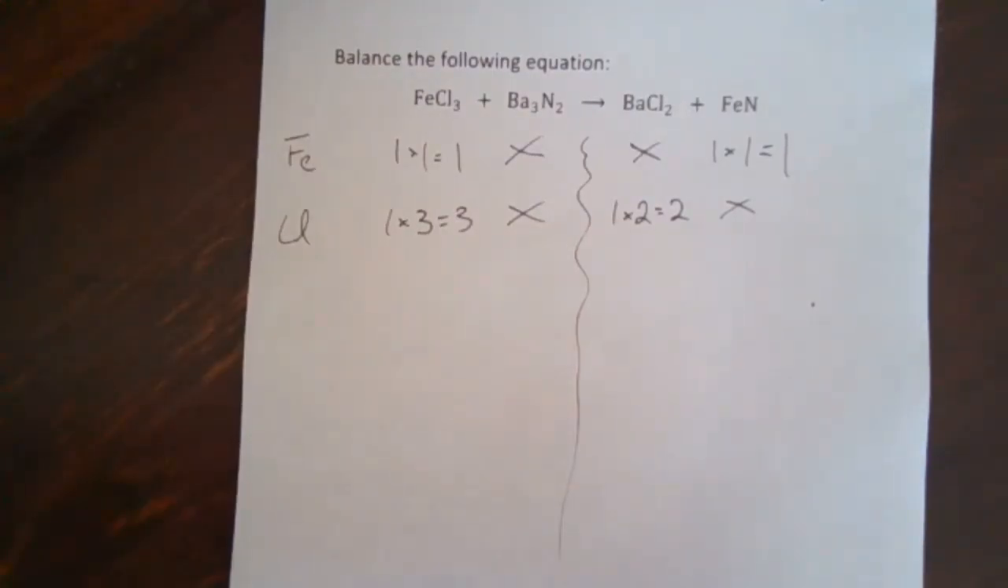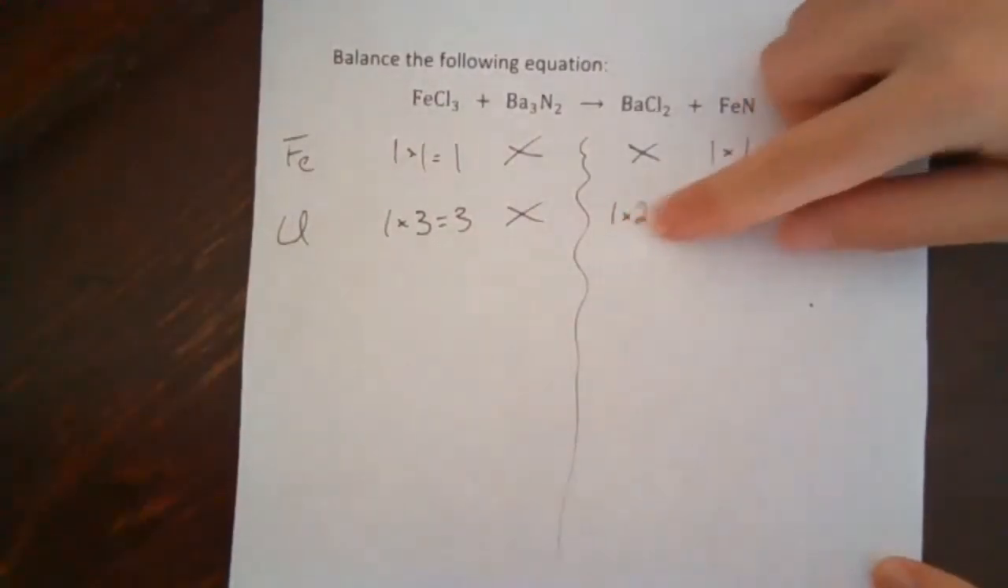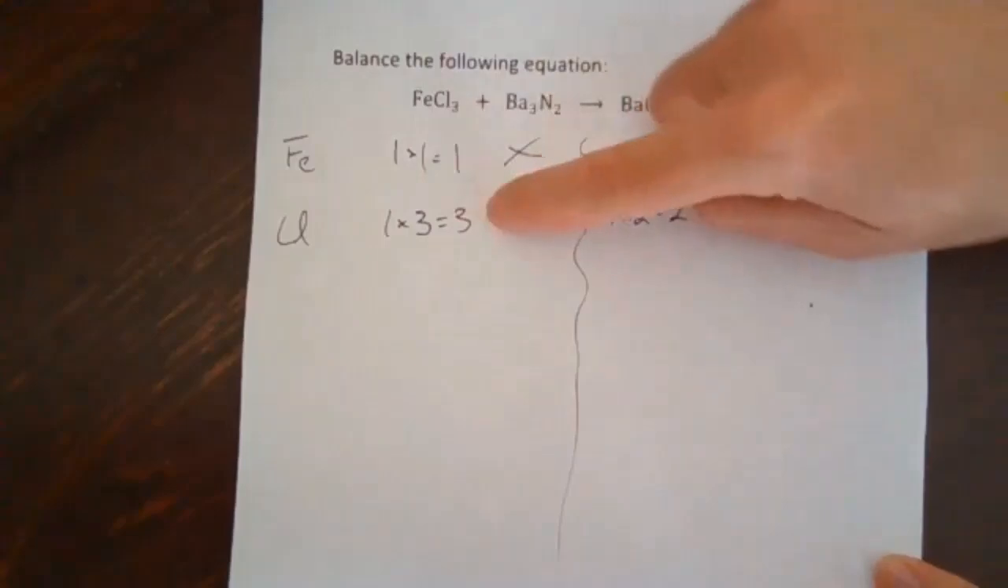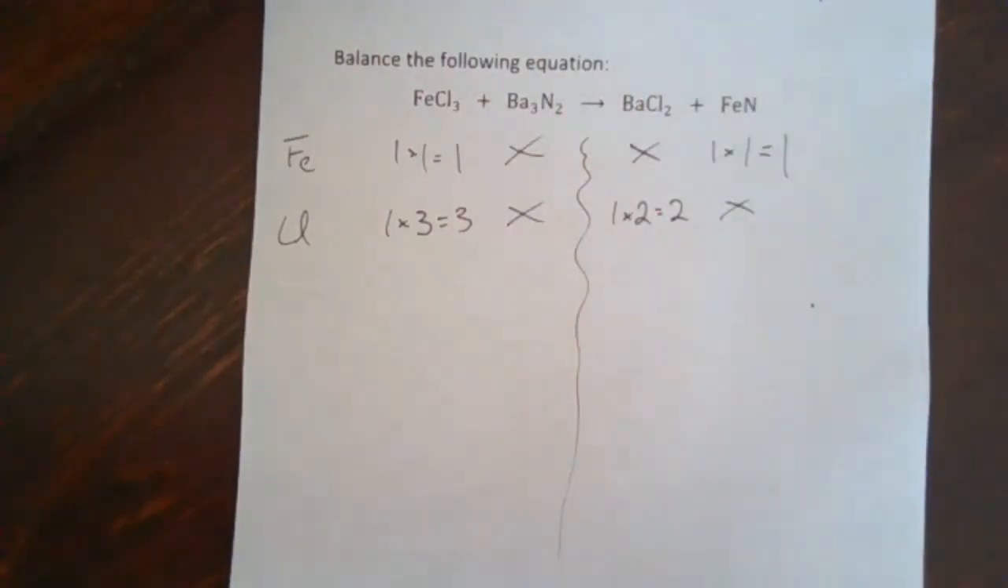Normally when we go to balance it, we would ask which side has fewer chlorines, and it would be the 2, right? And so then we'd say 3 is greater than 2, so 2 times what equals 3? And that is, or 3 divided by 2 is 1.5, or 3/2. Ideally, we want whole numbers when we're balancing, so we can't do that.